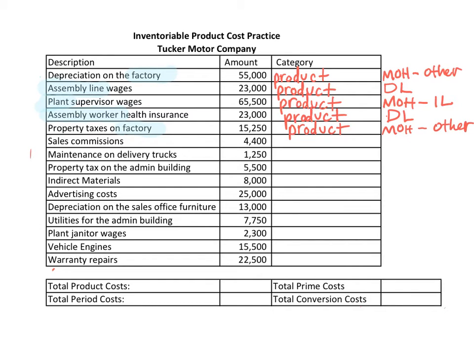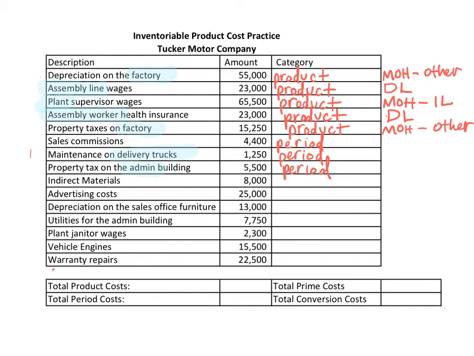Next, we have sales commissions. Sales commissions do not happen in the factory or relate to the factory, so they are a period cost. Maintenance on the delivery trucks. Now the key here is delivery trucks. Since the delivery trucks do not relate to production, they are not product costs, they are period costs. Property tax on the administration building. The key here is administration. If a cost is related to administration, it is not production related, so therefore would be a period cost.